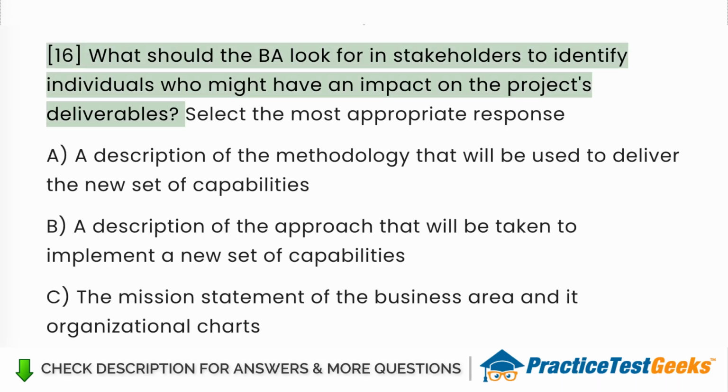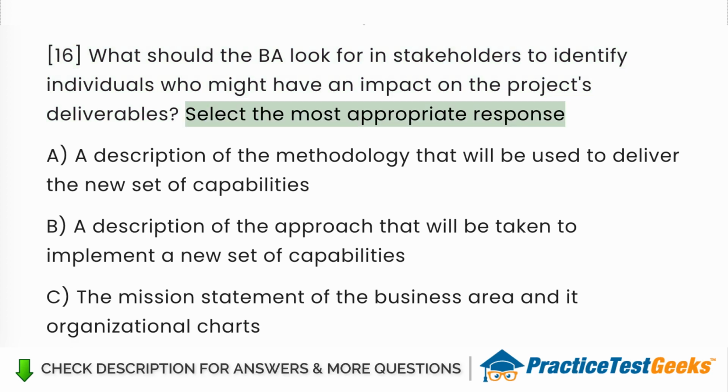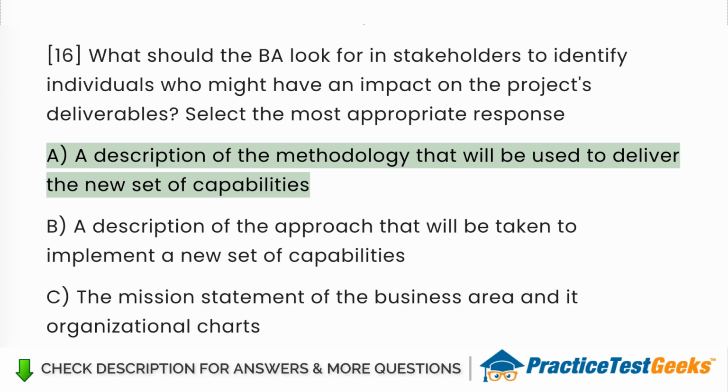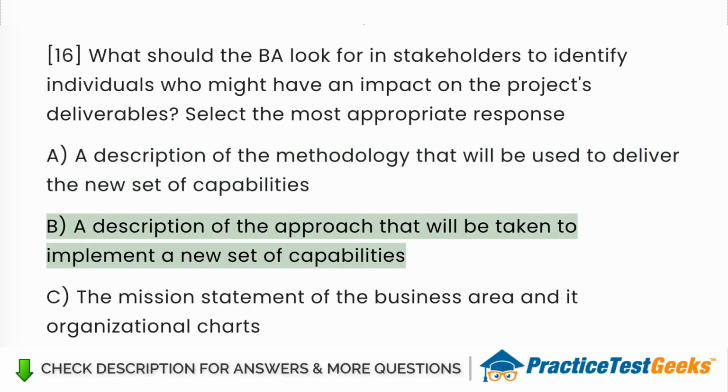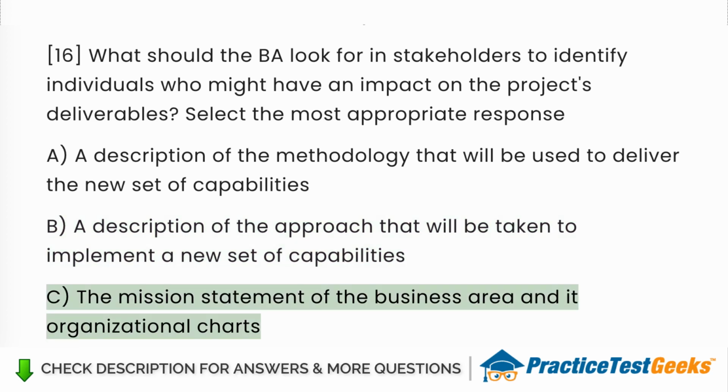What should the BA look for in stakeholders to identify individuals who might have an impact on the project's deliverables? Select the most appropriate response. A. A description of the methodology that will be used to deliver the new set of capabilities. B. A description of the approach that will be taken to implement a new set of capabilities. C. The mission statement of the business area and its organizational charts.